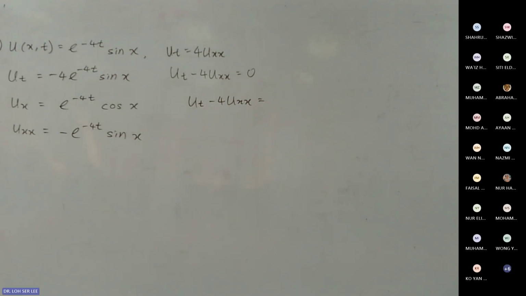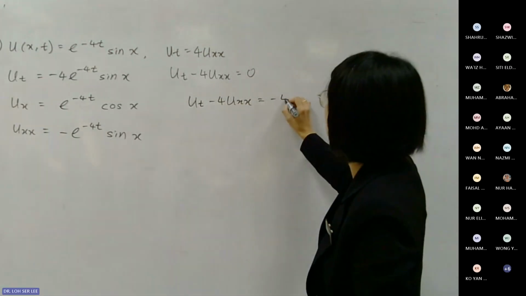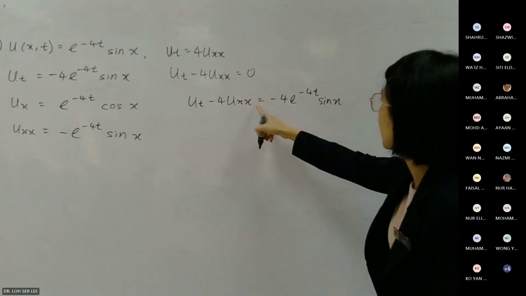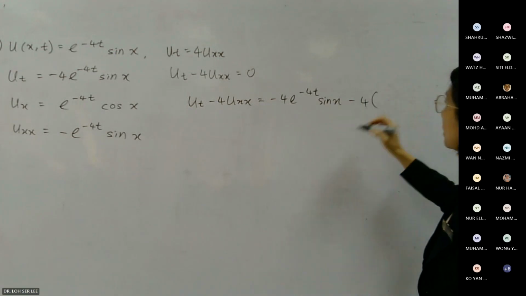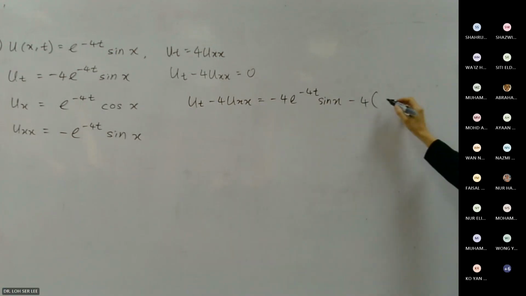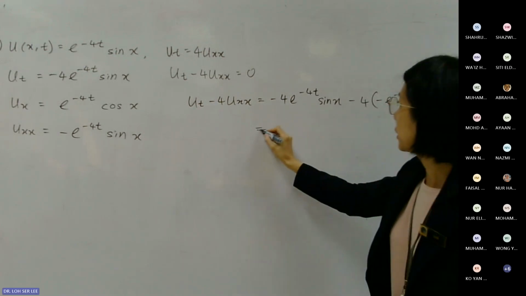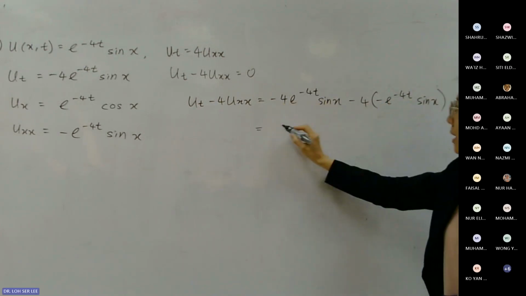So when you obtain the solution of the PDE using an analytical method, and you get the final answer, you can use this way to check whether your answer is correct. So your ut is negative 4 e to the negative 4t sine x. Then minus 4, substitute your uxx. When you simplify, you get 0.